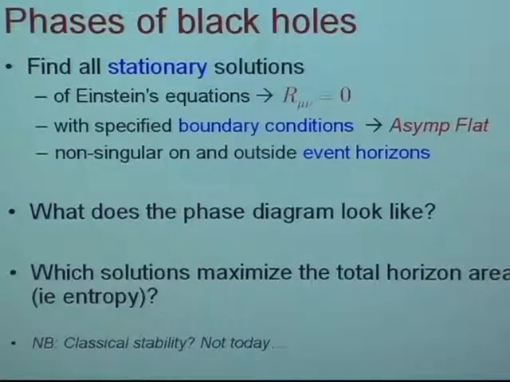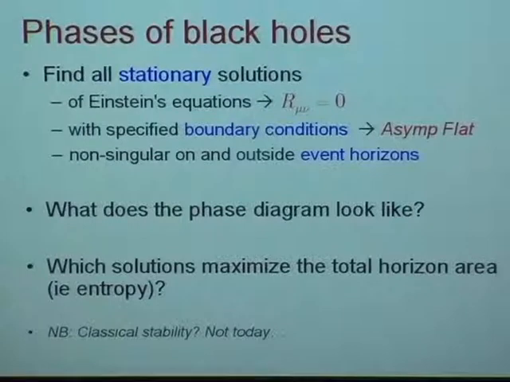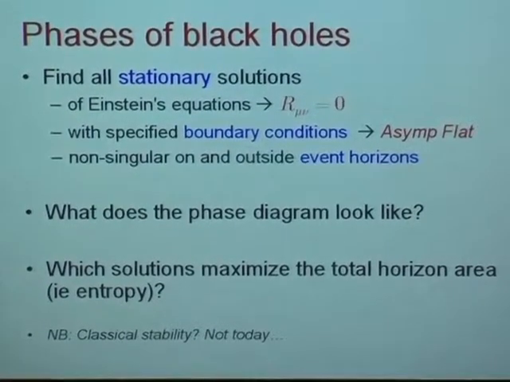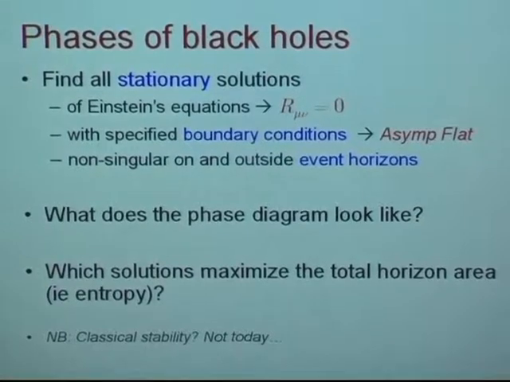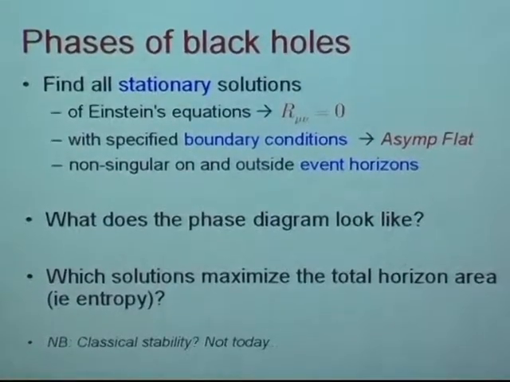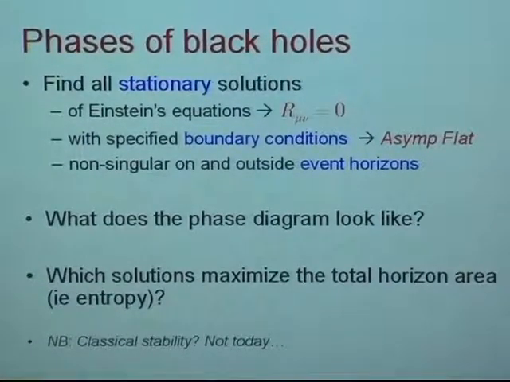So what is it we're trying to do? Well, we want to find all the stationary solutions of Einstein's equations, and in this talk I'm going to restrict myself to just the vacuum case, with some specified boundary conditions, and again in this talk I'm just going to talk about asymptotically flat boundary conditions. We want these solutions to have event horizons, and to have no naked singularities, so the solutions should be regular on and outside the event horizons.